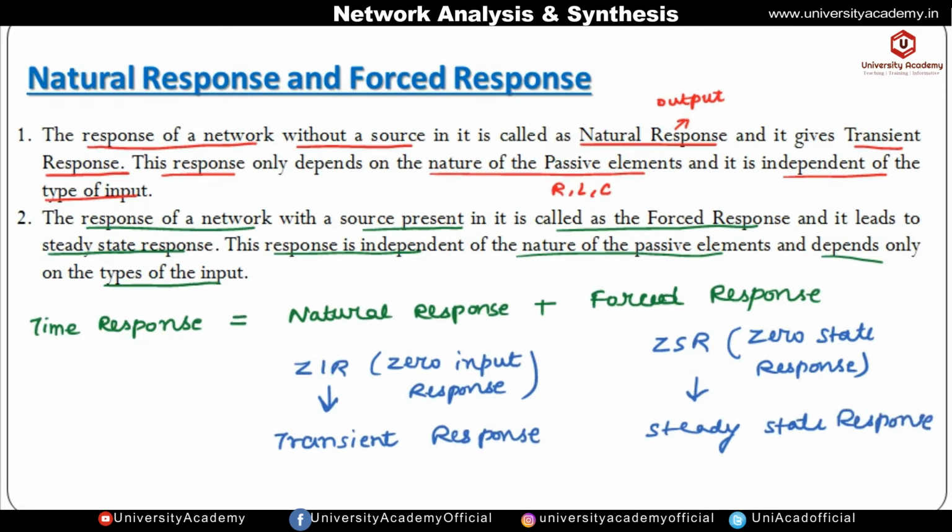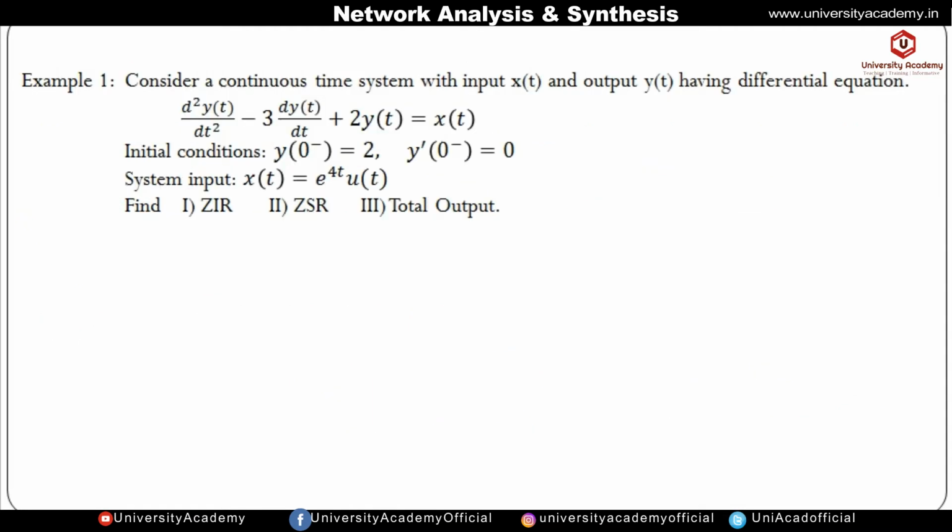Now let us see a question. Question is, consider a continuous time system with the input x of t and the output y of t having the differential equation d square y of t by dt square minus 3 into dy of t by dt plus 2 y of t is equal to x of t. Also initial conditions are given, that is y of 0 negative is 2 and y dash of 0 negative is 0, and system input that is x of t is e to the power 4t into u of t.